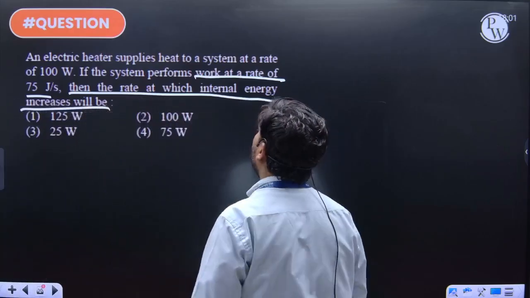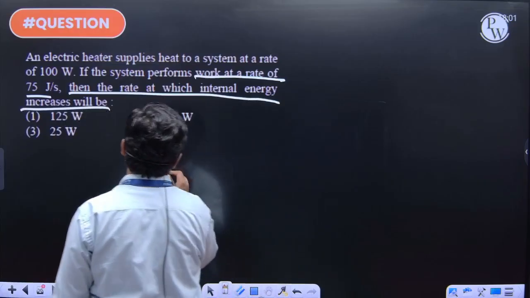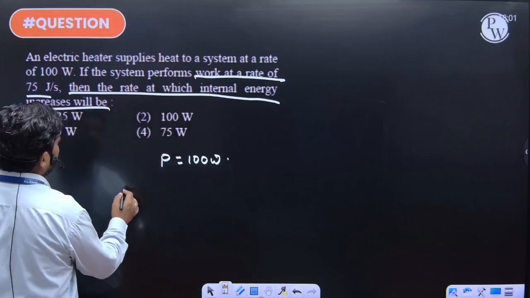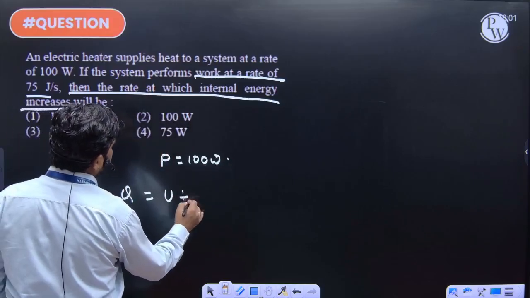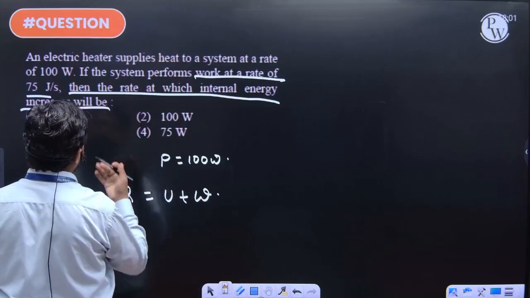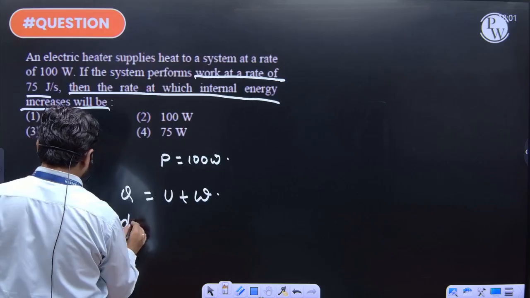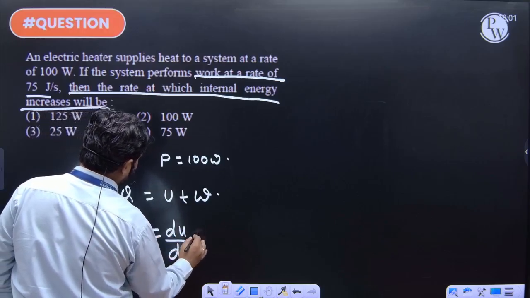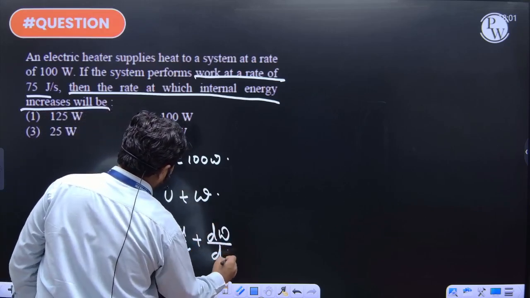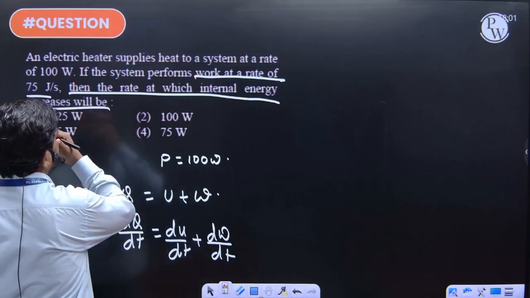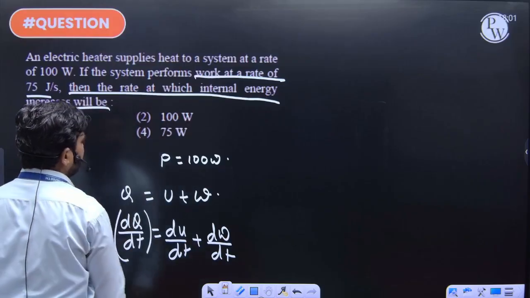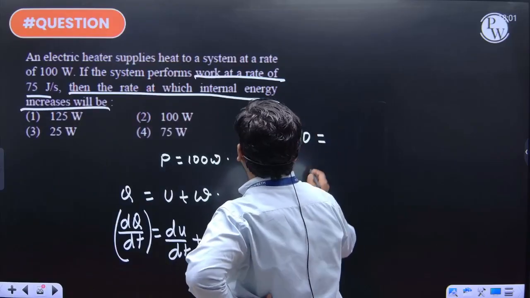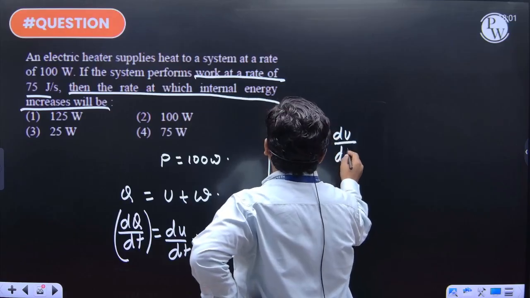An electric heater supplies heat to a system at a rate of 100 watt. So power is given as 100 watt. You know that Q is equal to U plus W. They are talking about the internal energy. So dQ by dt is equal to dU by dt plus dW by dt. An electric heater supplies heat to the system, so dQ by dt is given as 100. We need to find out dU by dt.